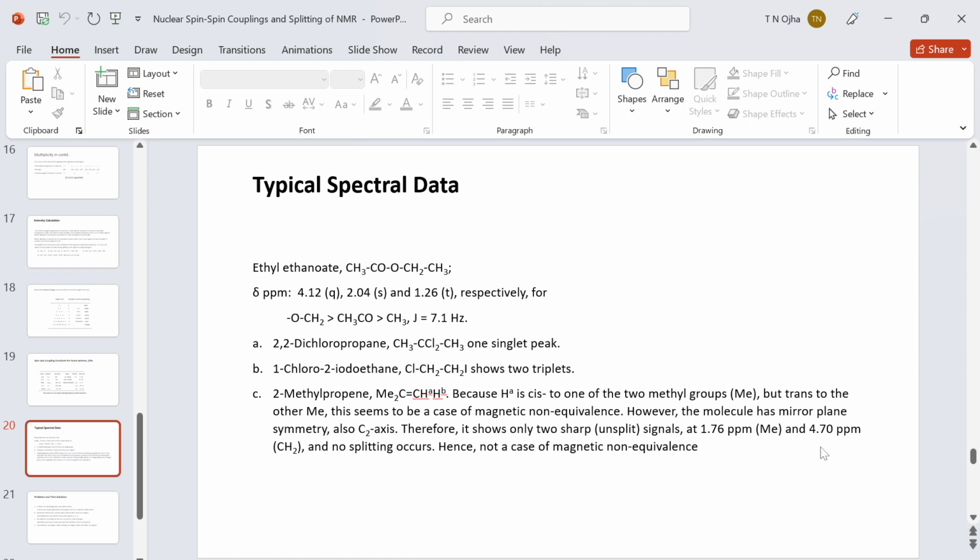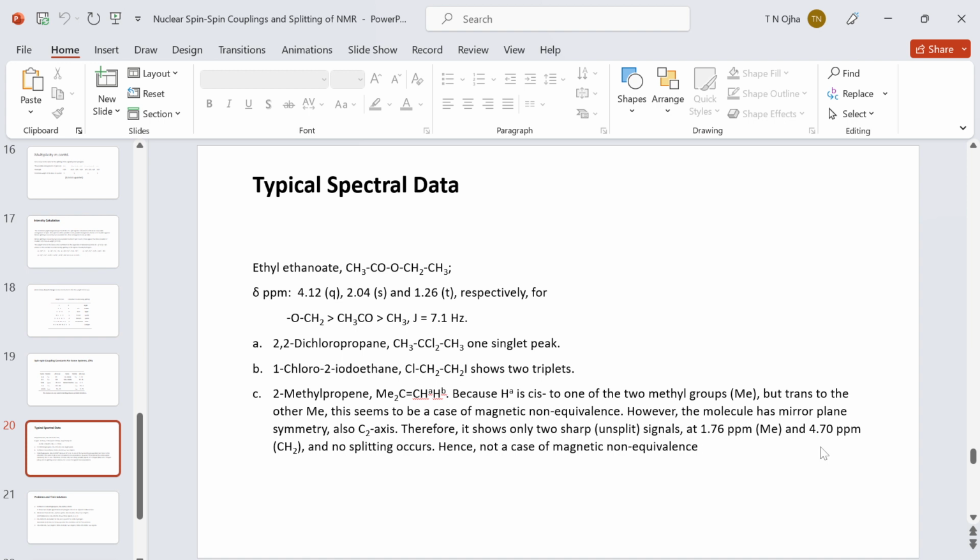The case of 2-methylpropene is very interesting. It appears that both hydrogens HA and HB are magnetically non-equivalent, but actually they are equivalent. Why? Because this molecule possesses symmetry, mirror plane symmetry as well as a C2 axis of rotation. When the molecule possesses symmetry, the hydrogens cannot be magnetically non-equivalent. They must be equivalent. So we get one signal for methyls, one signal for CH2 hydrogens, and no splitting is caused.